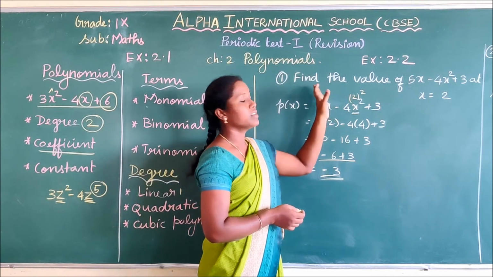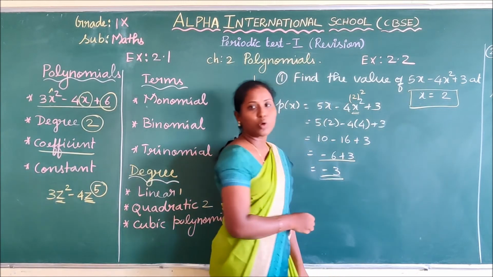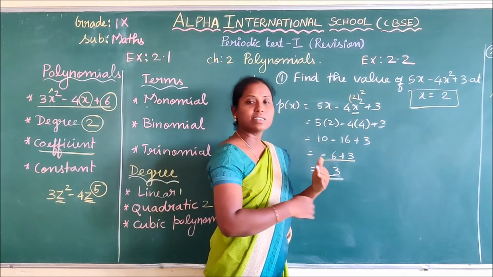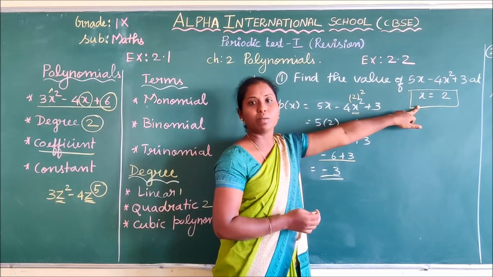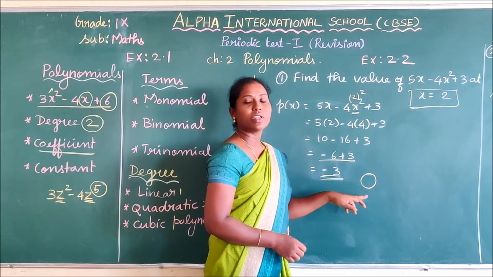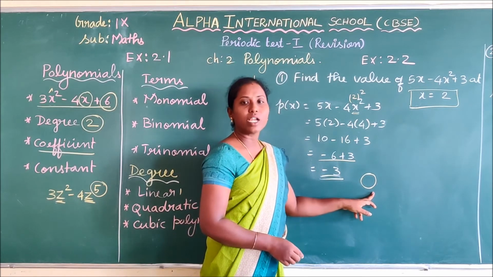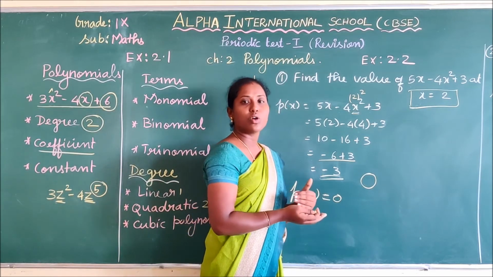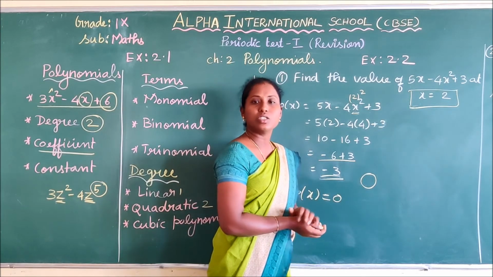The question may be asked in the other way also. Verify whether x is equal to 2 is the zero of the given polynomial. Here, the example I did was finding the value of the polynomial. If they are asking to verify whether the indicated term is the zero of the polynomial, you solve the problem the same way. If the remainder comes 0, that is, if after substituting the final value, p of x equals 0, then the indicated term is the zero of the polynomial. Otherwise, it is not the zero of the polynomial.